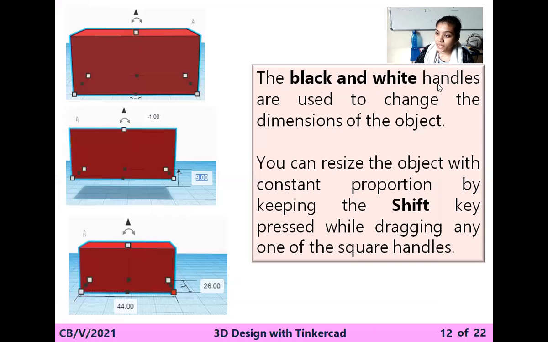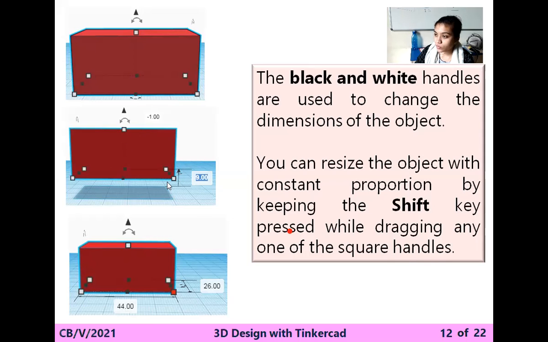Next, the black and white handles are used to change the dimensions of an object. If you want to change the dimension of the object, means the size of the object, then you can use the black and white handles. You can resize the object with constant proportion by keeping the shift key pressed while dragging any one square handle.